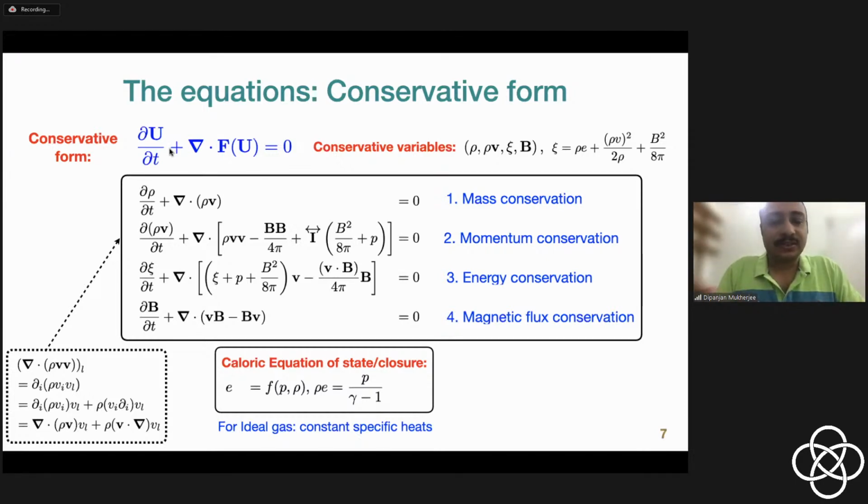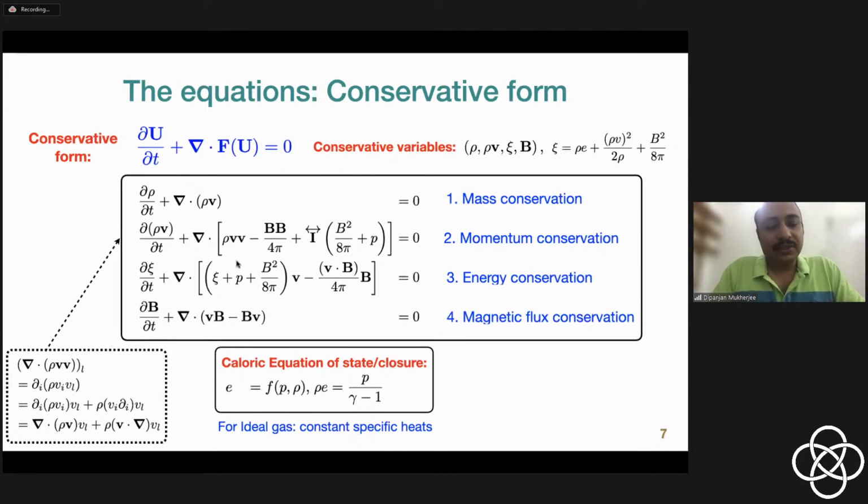And this follows from the basic principles of the divergence of B equals 0 and other concepts you've learned in your electrodynamics. So that is why this is called the conservative form of the equation, and this form of the equation is very easy to implement in numerics.